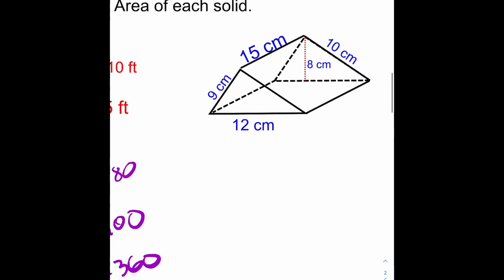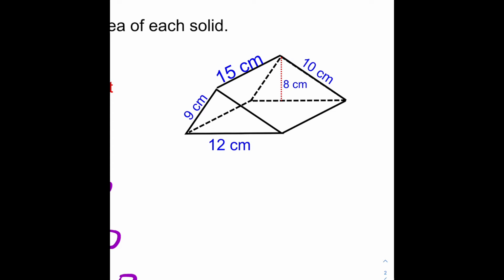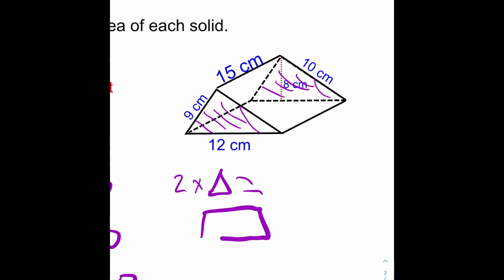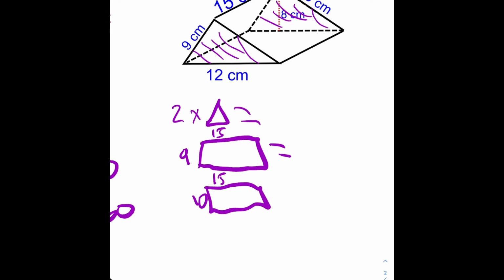All right, again, I'm going to break these up into finding each face. So I see that I've got 2 triangles that are going to be the same. And then I have, now I got to be careful on this one. So I think I might actually have 3 different types of rectangles. So I'm going to say I have one rectangle that's 9 by 15. I have one rectangle that's 15 by 10. And I have one rectangle that is 12 times 15.